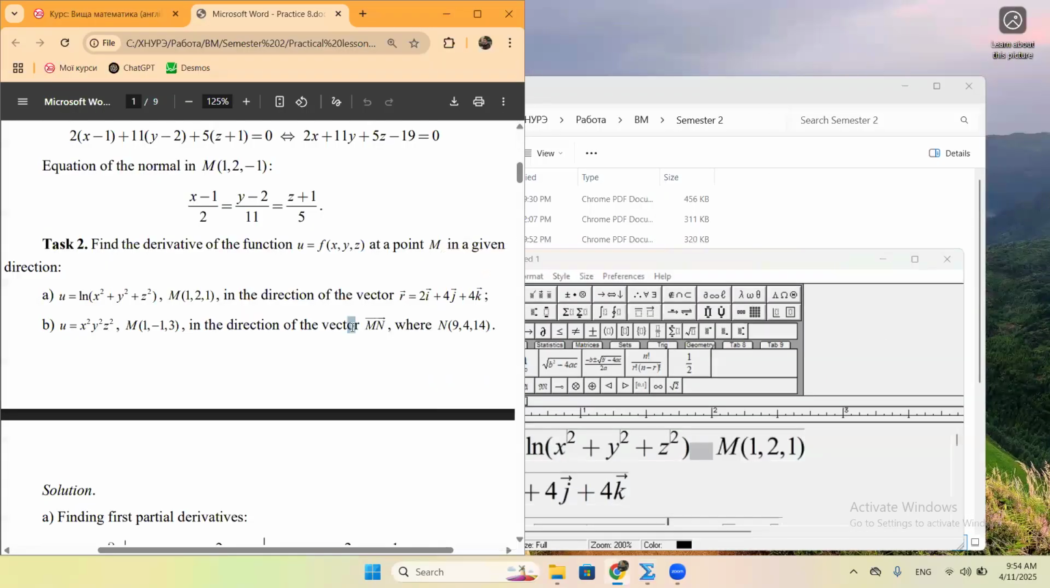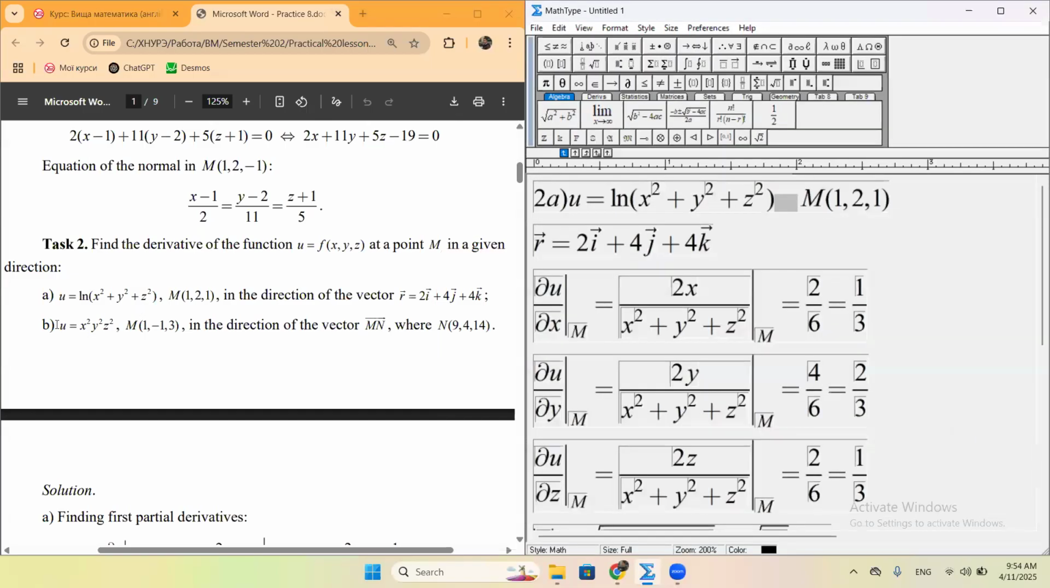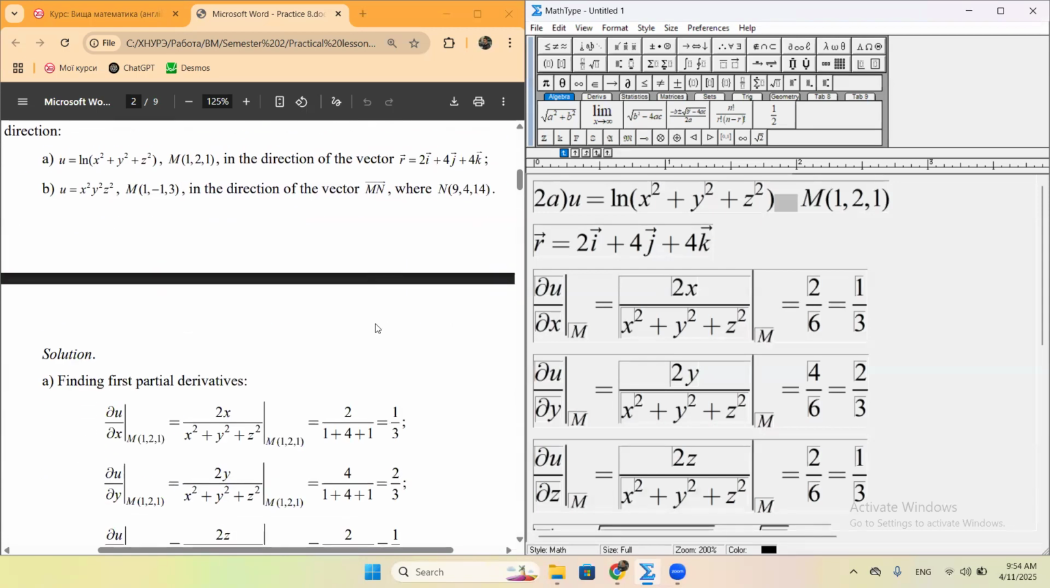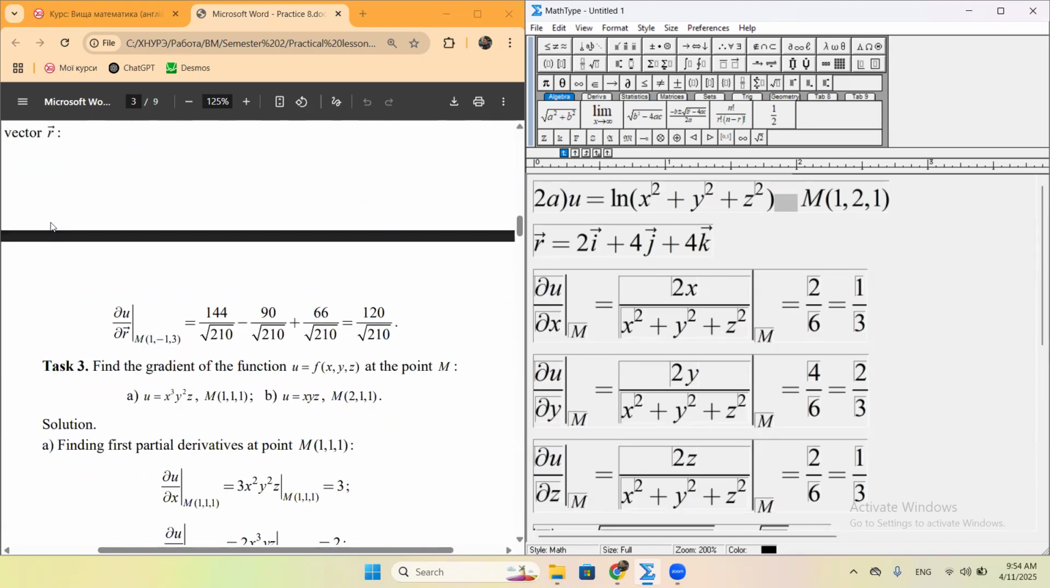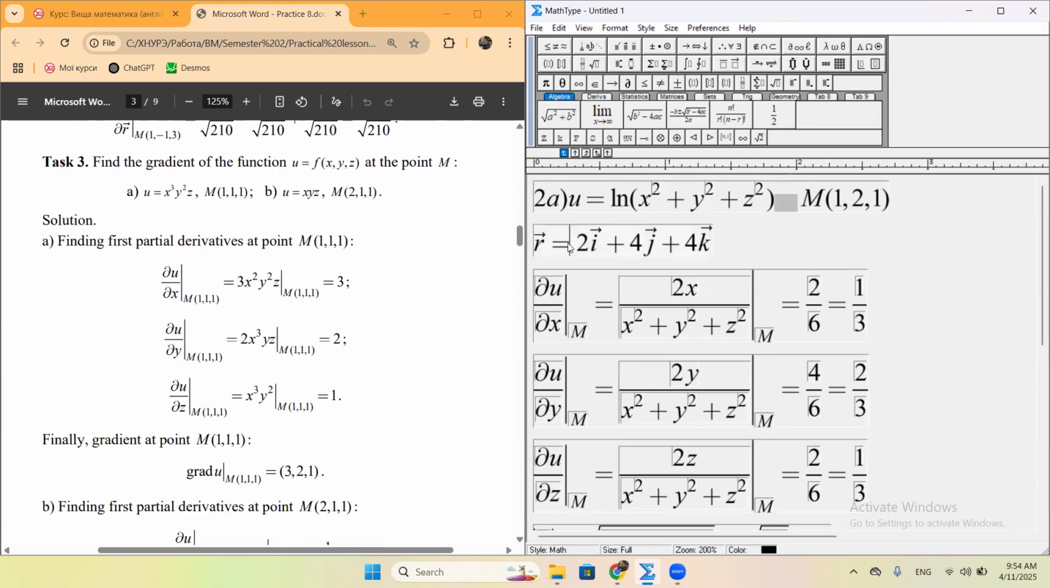So now, actually, let's skip part B. Derivatives will be even simpler than in task A. And what about the direction of the vector? You will also have to calculate the coordinates of the vector MN, but you will do it on your own as your home task. So it is easy. And now let's move to task number 3.